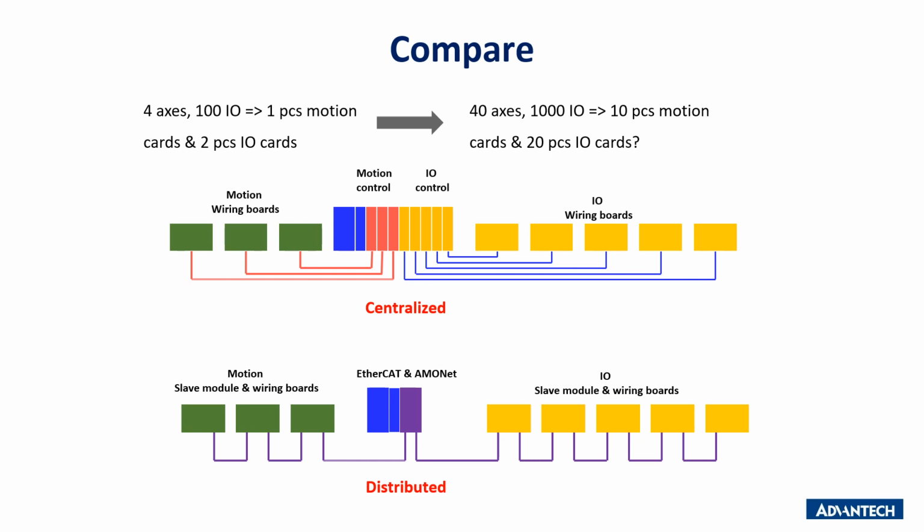But for a large number of motion axes and I/O channels, it is better to use the distributed motion architecture, because it only needs one master card connected in the computer. Other slave motion and I/O modules can be connected one by one through RJ45 cable. There is no need to connect a lot of motion cards and I/O cards.